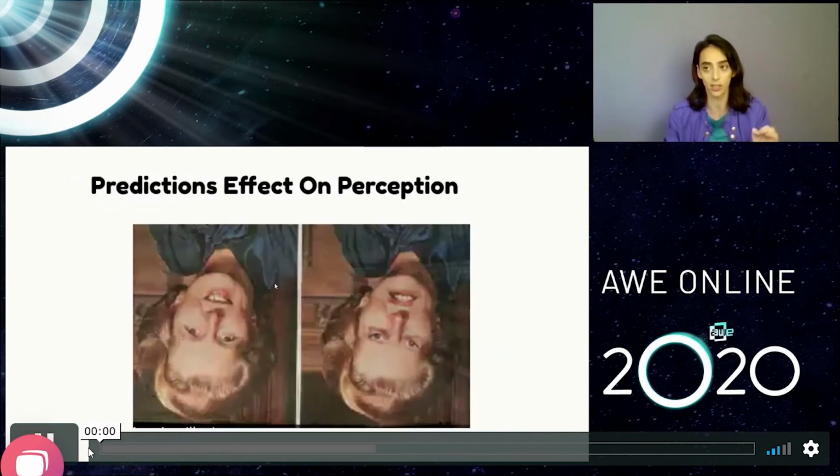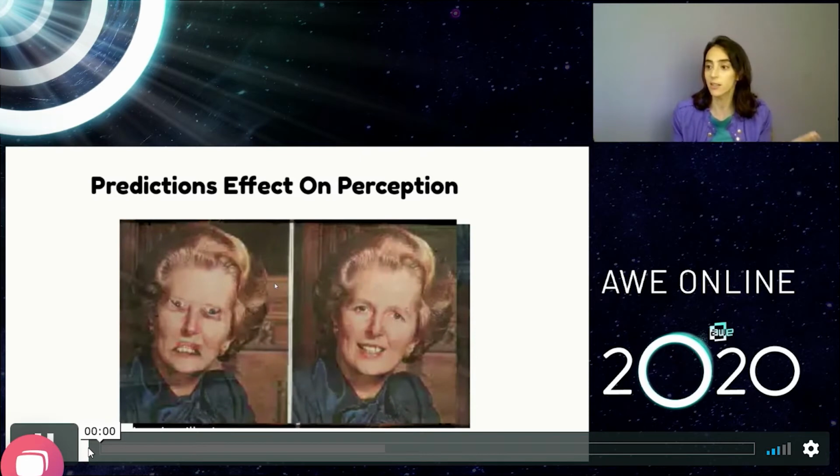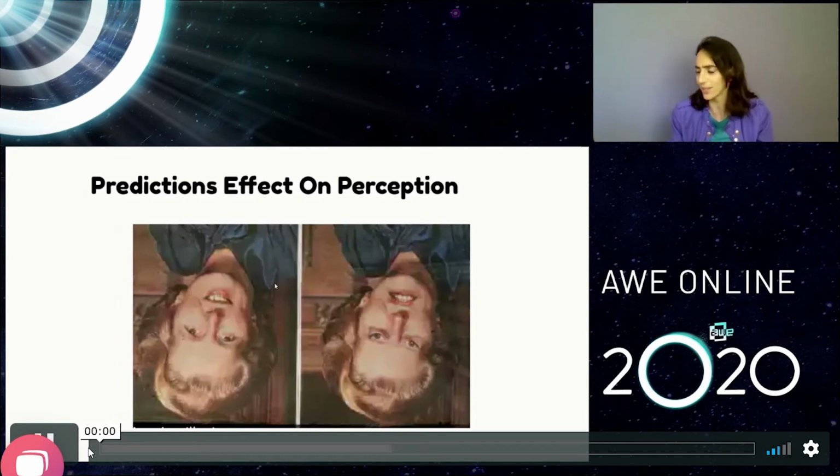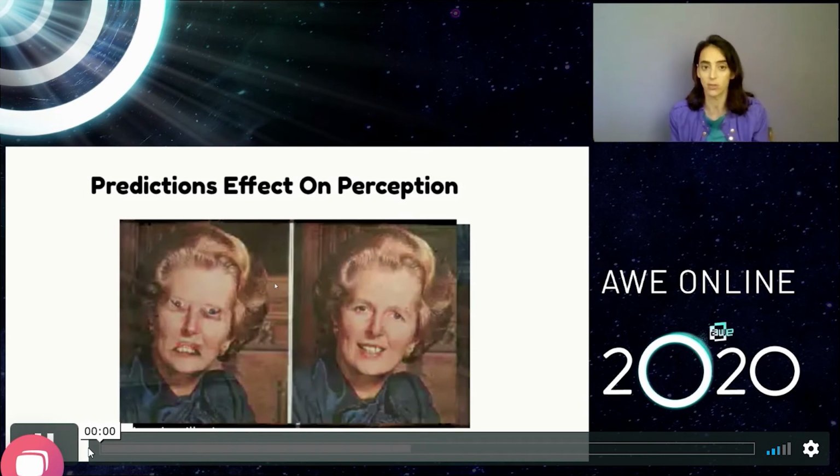So I like to give people a little feeling of what it means that predictions affect your perception. This is the famous Margaret Thatcher illusion. We're seeing Margaret Thatcher upside down, and now she's not upside down. These are exactly the same photos, but the photo on the left looks really weird and morphed when it's not upside down. You can do this again, upside down. Oh, they look pretty similar. Rotate them around, and oops, one of them is absolutely horrendous.